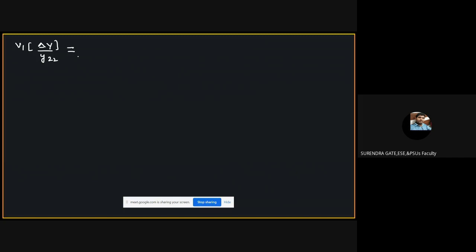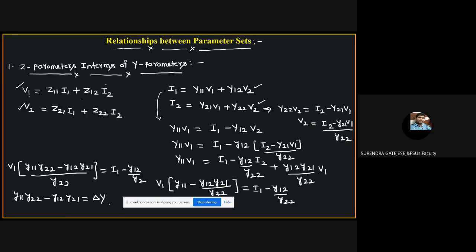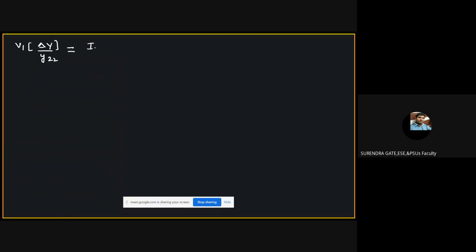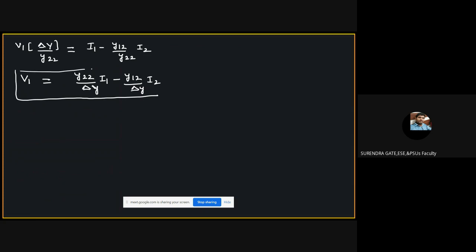Y22 is equal to I1 minus Y12 by Y22 into I2. Then from this, what is V1? V1 equal to Y22 by delta Y into I1 minus Y12 by delta Y into I2, where the Y22 cancels. Okay, this is V1 in terms of I1, I2.